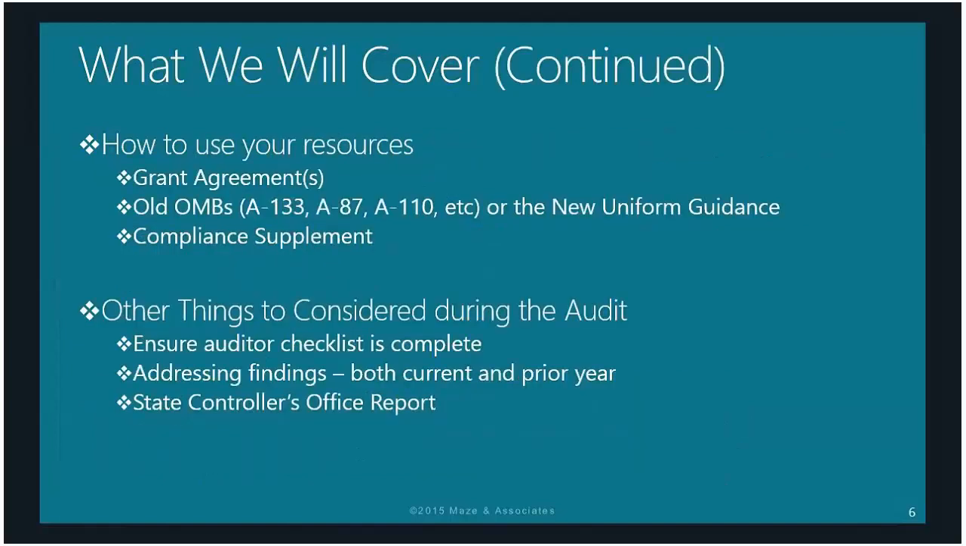What we'll also cover are the different resources that you have to prepare for your single audit. First and foremost, of course, is the grant agreement or agreements. The old OMBs, there are 8 circulars. One we're all very familiar with is the A133. Also, there's A87 and A110, etc. And there's also the new uniform guidance.